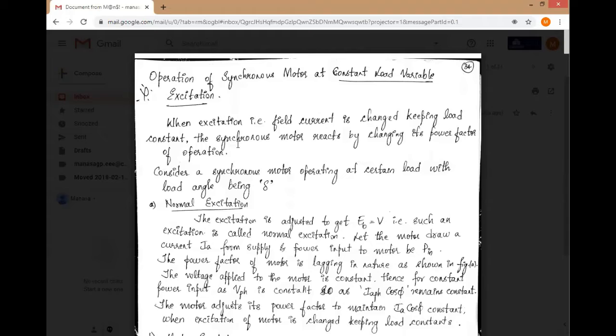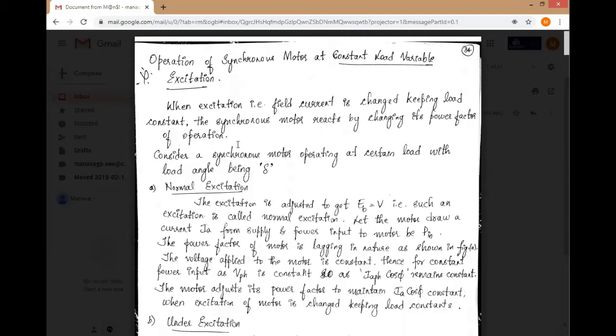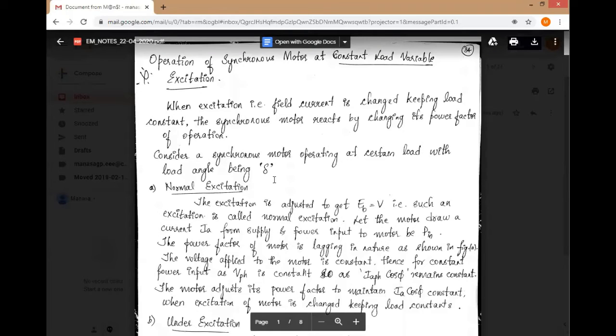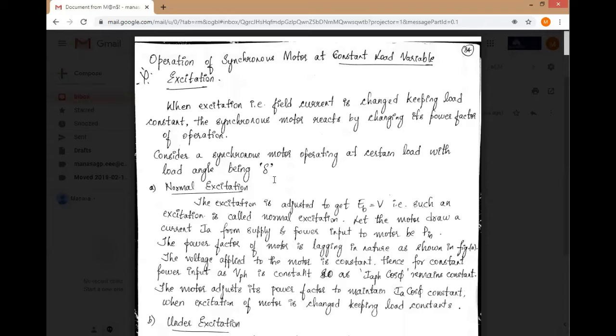We'll just consider a synchronous motor on which a certain load is present, and the load angle is always delta. So we are not touching this load at any cost. It is going to remain the same. What we are doing is varying this excitation. Just like in DC motors we have back EMF, even in synchronous motors we have back EMF. Because it is a three-phase synchronous motor, you will have back EMF produced in each phase. So whenever we plot the phasor diagram, we will be taking only the per phase values, whether it is voltage, current, or back EMF.